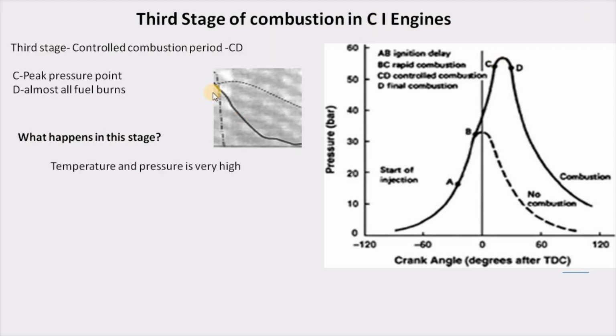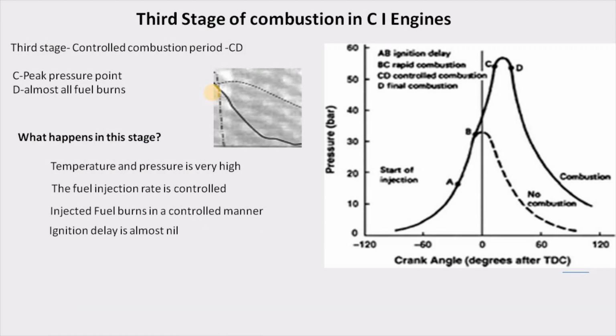We know that the temperature and pressure inside the combustion chamber are very high, because suddenly all the fuel has been ignited in the second stage and we have reached a maximum pressure and a very high temperature also. Whatever we are going to inject now is going to burn, because the atmosphere inside the combustion chamber is very conducive for burning, and therefore all the fuel is going to burn without any ignition lag.